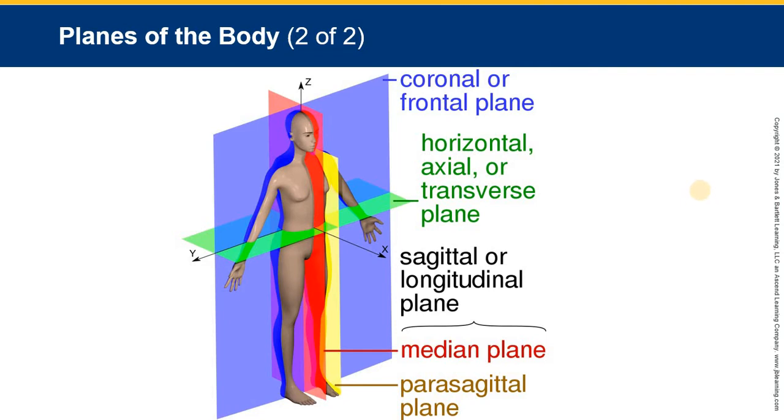You can also have some sort of parasagittal planes if you want. It divides the body unequally. And then your axial plane, which means basically armpit, divides the body in half, top to bottom.